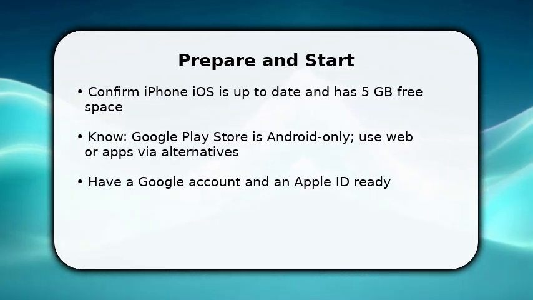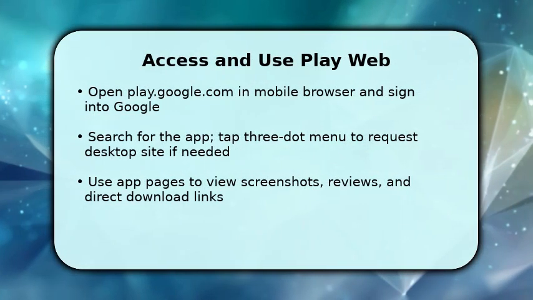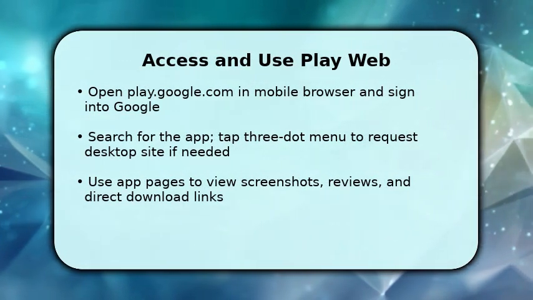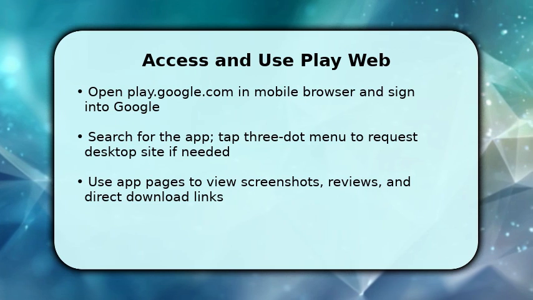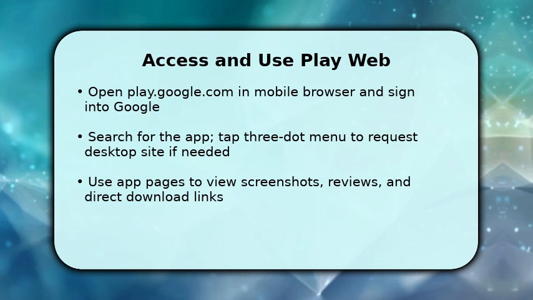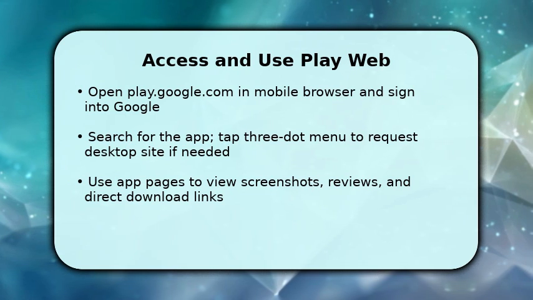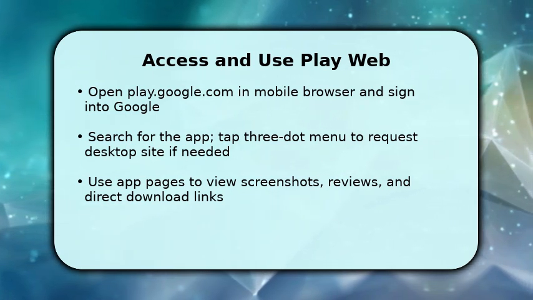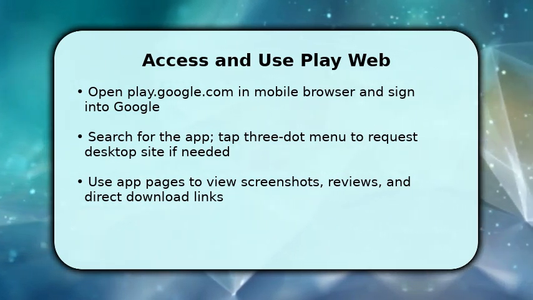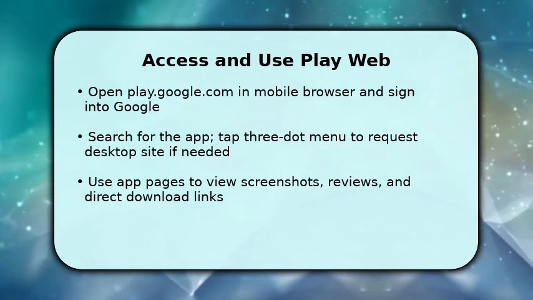Next, open a browser and navigate to the Play web listing you need. Once on the Play web page, sign in with your Google account and search for the app you want. If the mobile view hides options, request the desktop site to reveal more controls. This often shows developer details and direct download info. Remember, you cannot install APKs on iOS, so use the app page to identify whether an official iOS version exists.